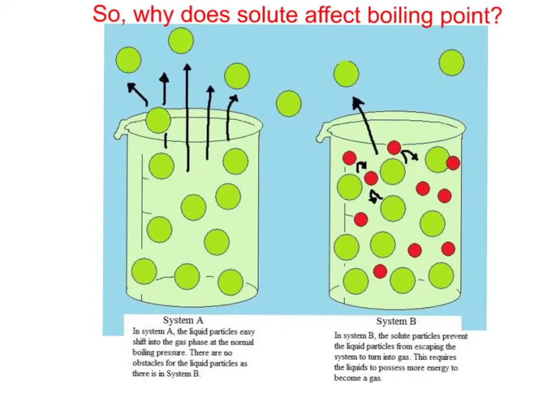So why does solute affect boiling point? The liquid particles, the water right here, is easy. It easily shifts into the gas phase, whereas when we have solute particles that are dissolved in and amongst the water molecules, they are barriers to the water being able to escape, both by being in the solution as well as by being around those air bubbles that are present in the water itself. They prevent more water molecules from entering some of those little bubbles.